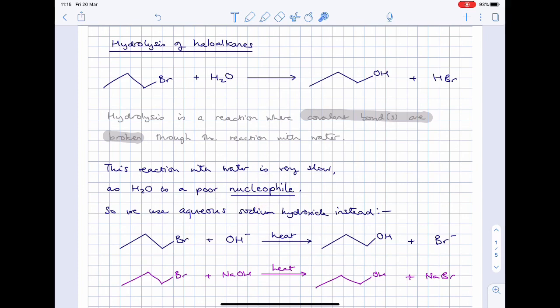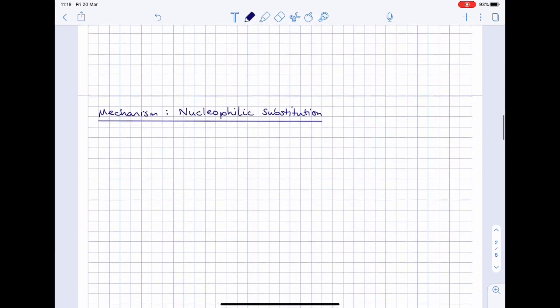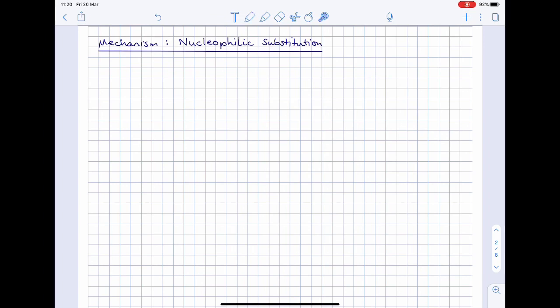Before we do that, you can see that we can write the reaction in two different ways. We can write it with the sodium hydroxide or potassium hydroxide, or we can just cancel out the spectator ions. In this case, it will be sodium. We can cancel those out, and we get the ionic equation here. And to do this, we need to heat it to increase the rate of reaction. The mechanism for this reaction, the hydrolysis of haloalkanes, is called nucleophilic substitution.